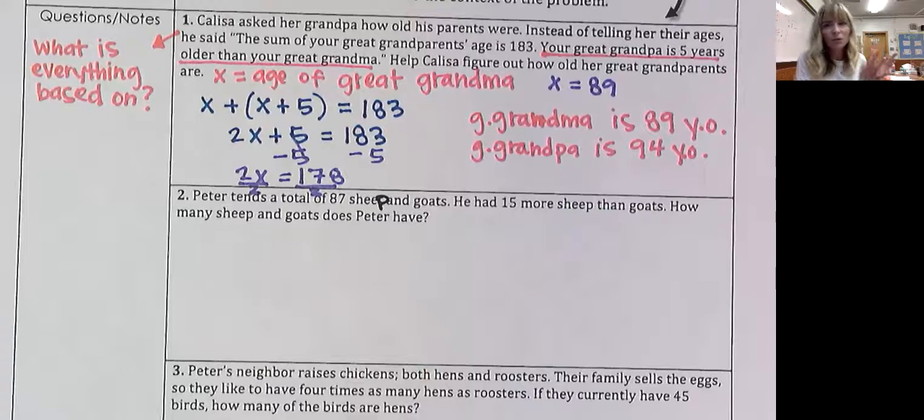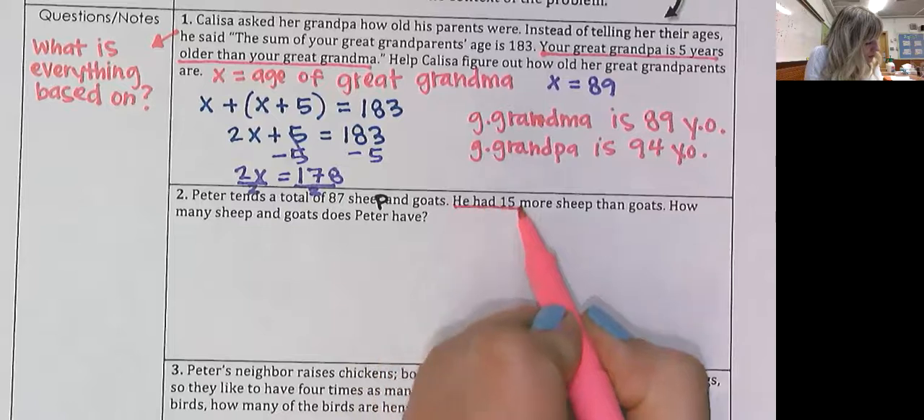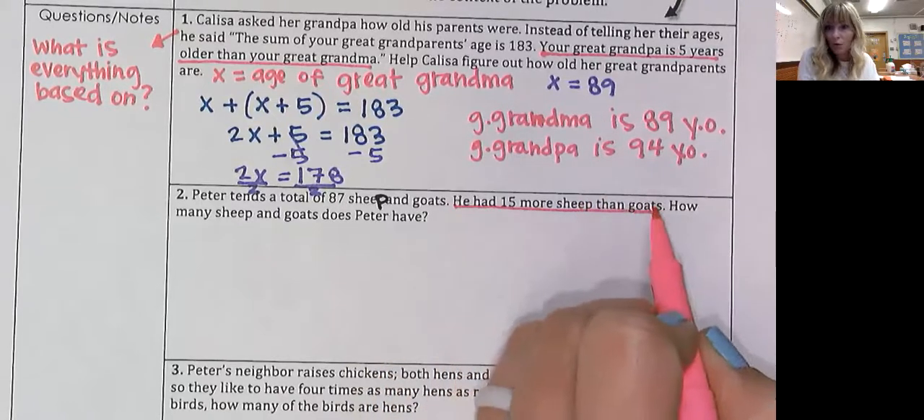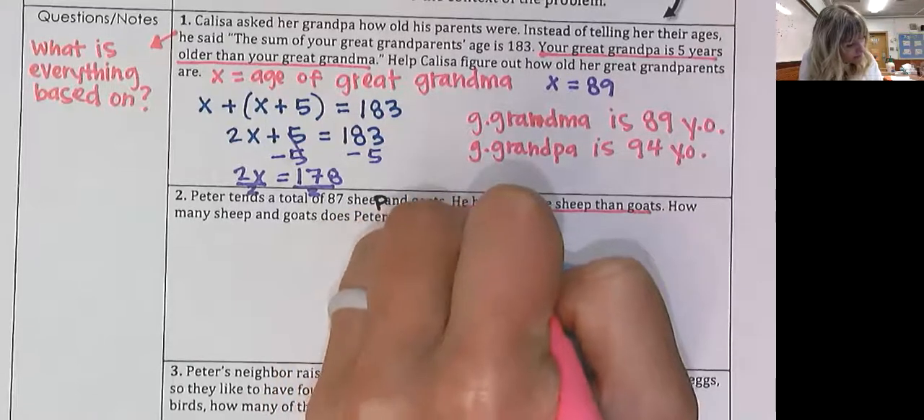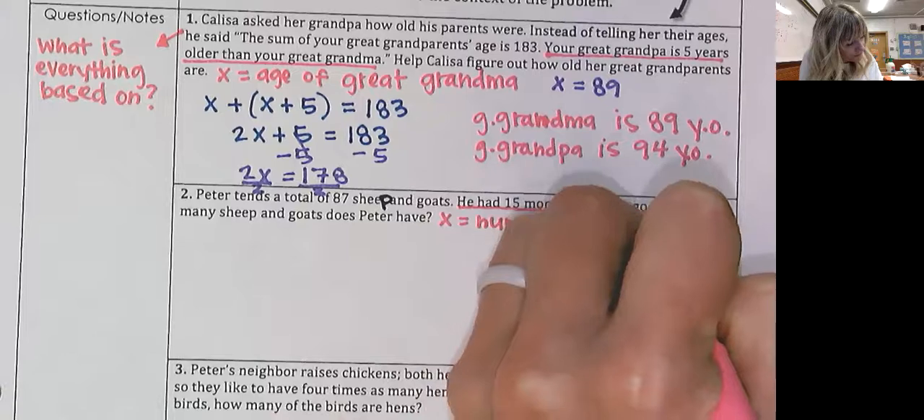And the idea is you can really do it either way. We could base the sheep off the goats or the goats off the sheep. That's why it's so important that you decide in the beginning and stick with it. So if it says he has 15 more sheep than goats, this sounds to me like sheep is based off of goats. So I'm going to say that X equals number of goats.